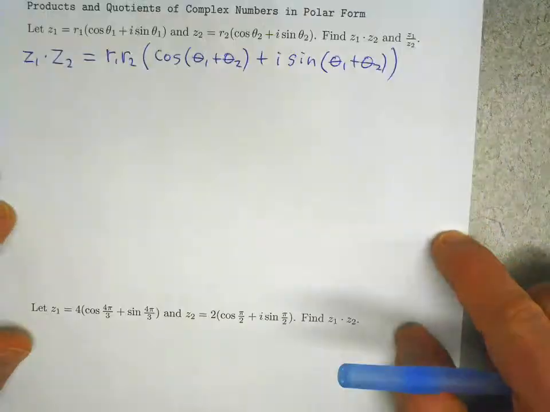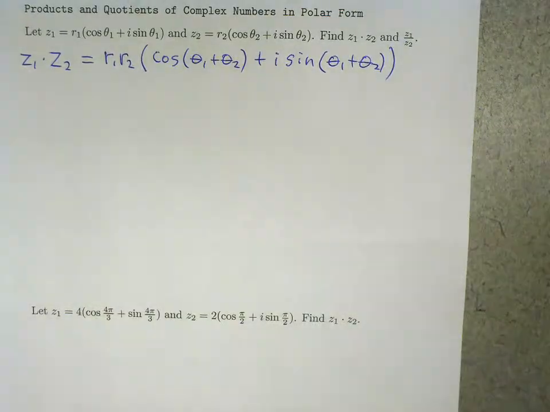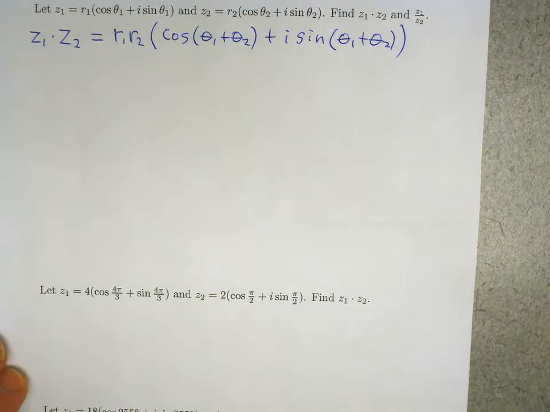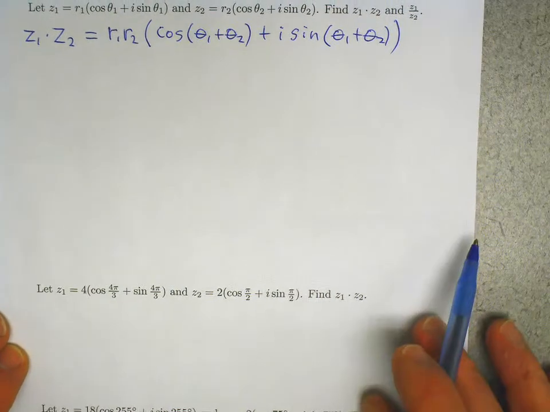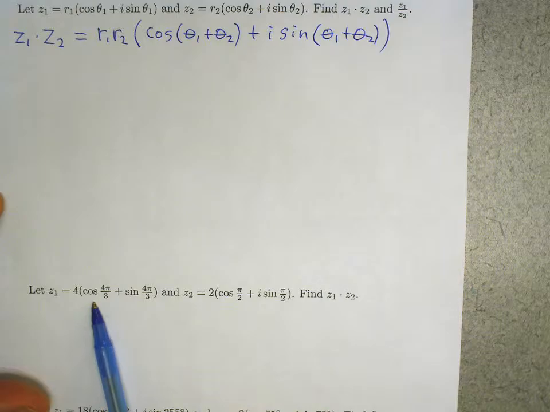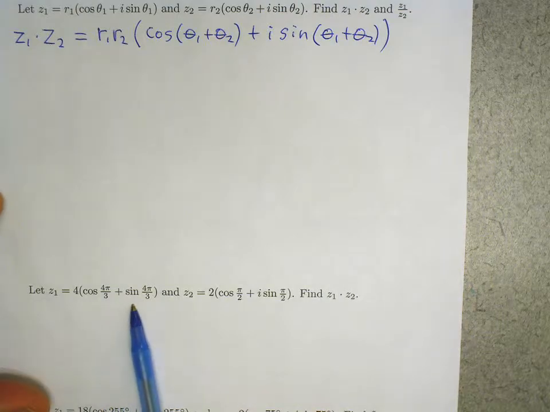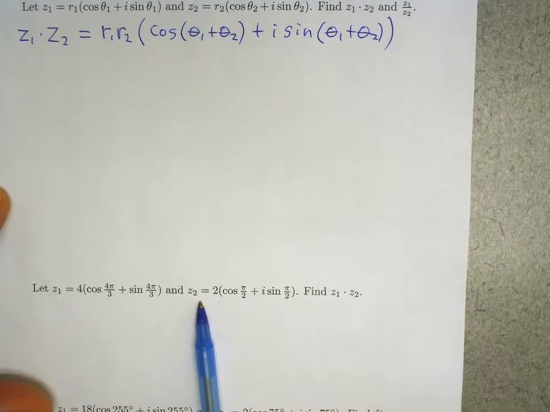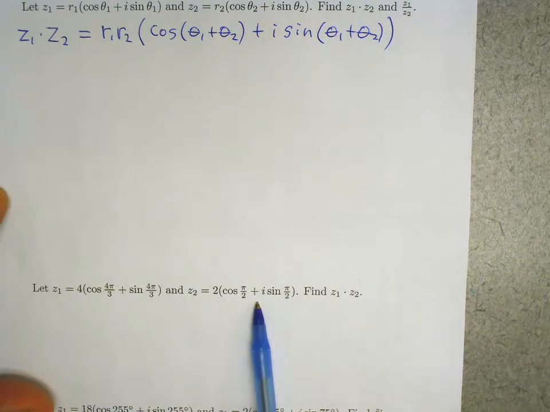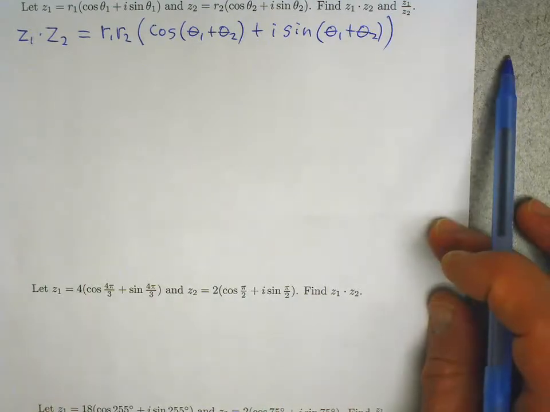Let's apply this formula to this example. Z1 is equal to 4 times the quantity cosine of 4 pi over 3 plus I times sine of 4 pi over 3. And Z2 is 2 times the quantity cosine of pi over 2 plus I times sine of pi over 2.